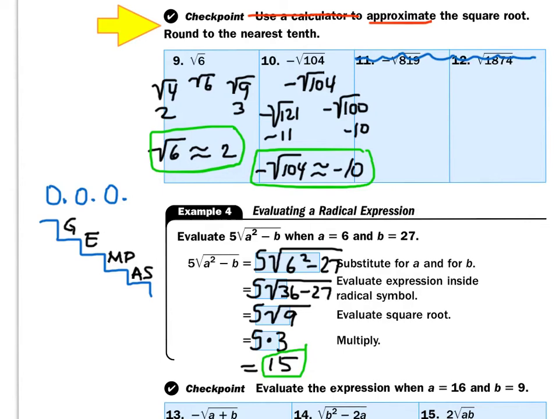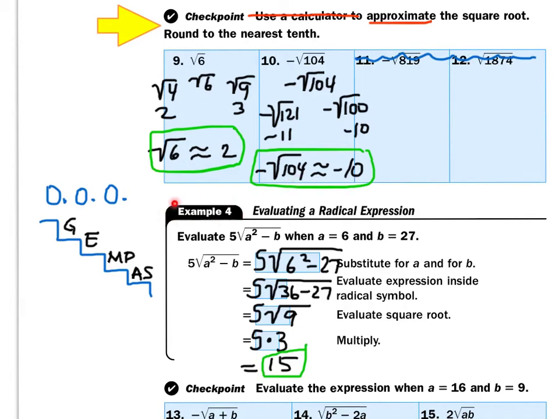And then take a look at this one, the opposite of the square root of 104. I just look for the two closest perfect squares, which would be 121 and 100. Because of the negative, I have to put the negative radical 121 first. So I know it's between -11 and -10. Well, 104 is only 4 steps away from 100. So that means it's closer to -10. So I'd say negative radical 104 is about -10.